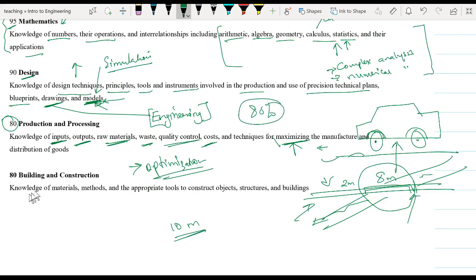The sixth one is that of building and construction. We are saying that knowledge of materials, methods, and appropriate tools to construct objects, structures, and buildings is important. As much as this is more of civil engineering, you as an engineer are still required to have a knowledge of materials, and therefore you're going to be doing a unit called material science. I'm now giving you some of how this becomes important. As an engineer, you need to understand what materials you are going to use to make a product.